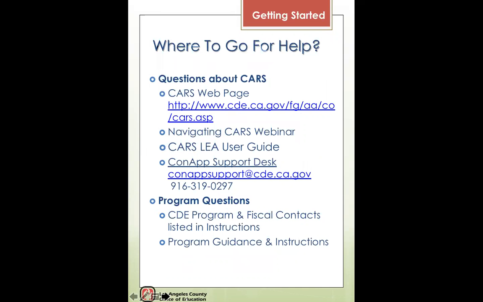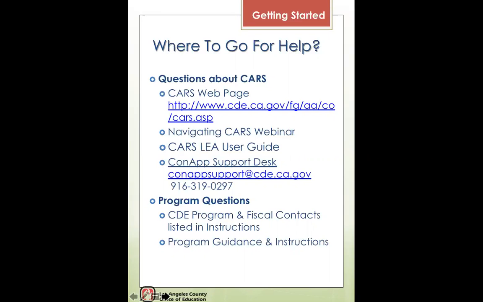So if you're looking for where to go for help, first of all, there are 2 pages. There's a CARS web page, and that's helpful if you're new to the system and you haven't used the system previously. There's a section on there, Navigating CARS Webinar. It is even more boring than this is because it goes step by step as to how you go through it, but it's really good. So if you haven't used the system before, you can always fast forward it, and you can go to those sections. If you particularly want to know about a certain page, it's a very helpful webinar.